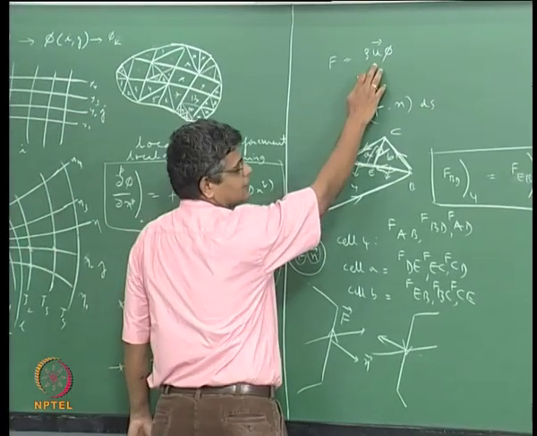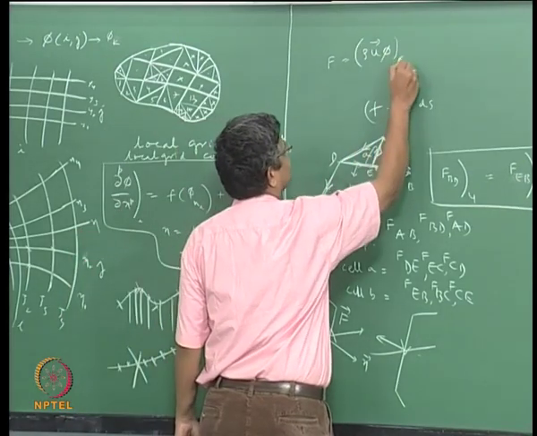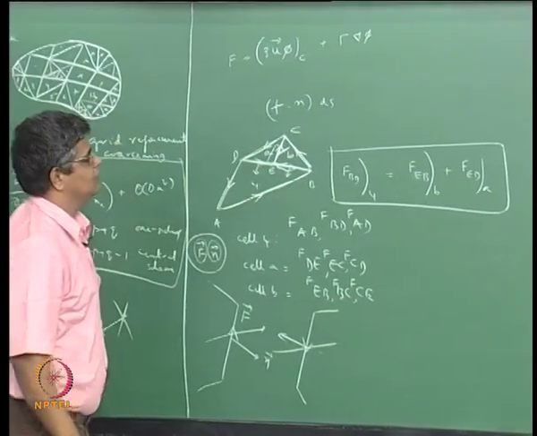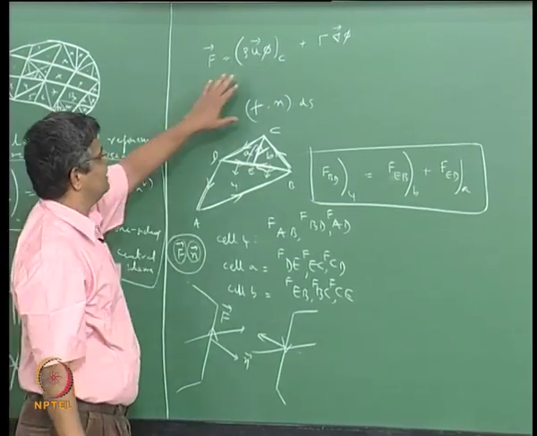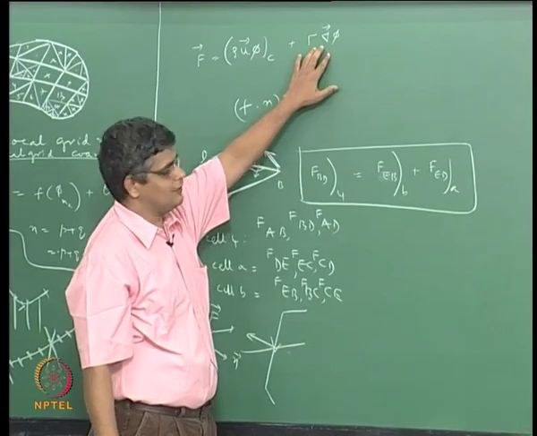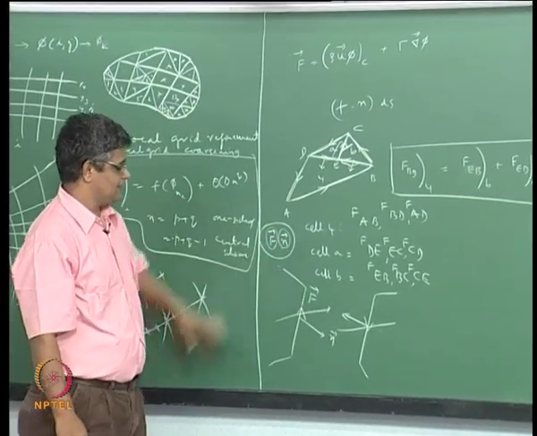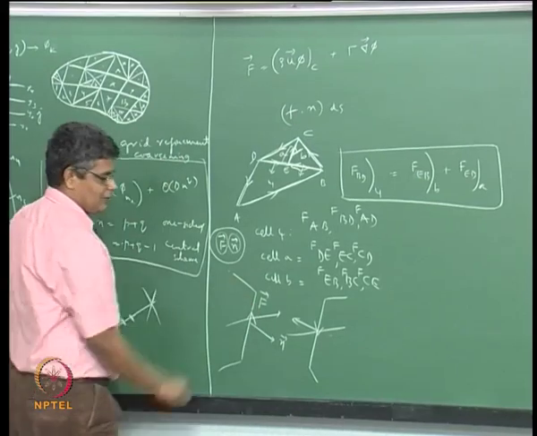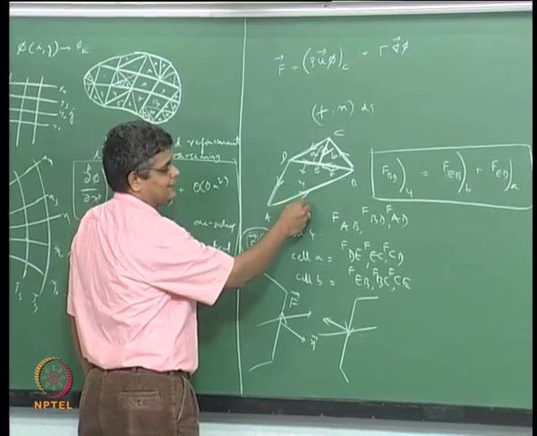So the convective flux follows the direction of the velocity, and the diffusive flux is typically some gamma gradient of phi, so this follows the gradient direction. The direction of the flux is fixed by the velocity in the case of convection, and by the gradient of phi in the case of diffusive flux, and this has nothing to do with the area. It has nothing to do with the geometry of the cell, but the normal component has everything to do with the orientation of the surface.